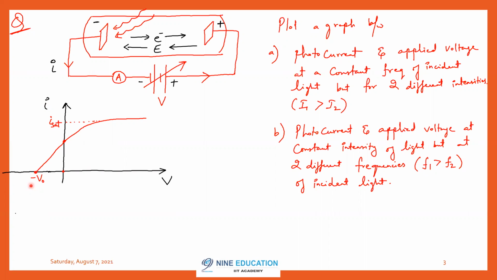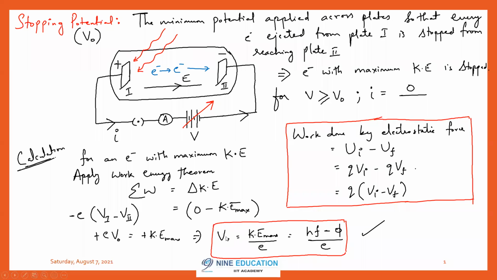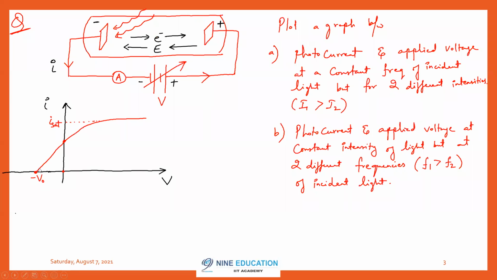And on what factors does the stopping potential depend? You see here from the previous slide. Stopping potential is equal to this much, hf minus phi divided by e. So I can write V naught is equal to hf minus phi divided by e. So stopping potential depends on the frequency of the incident light. It depends on the work function of the metal and the charge of an electron. It does not depend on intensity. Stopping potential does not depend on intensity.